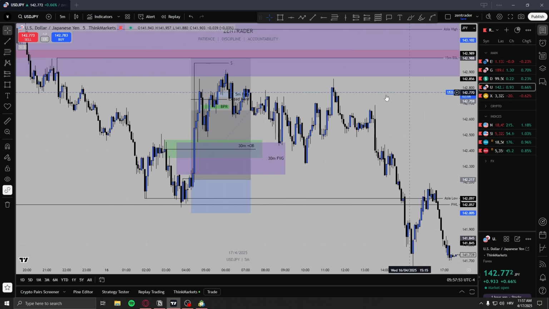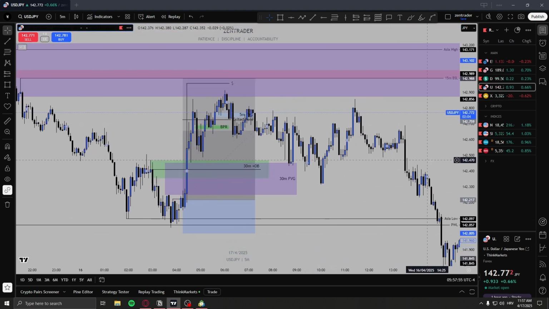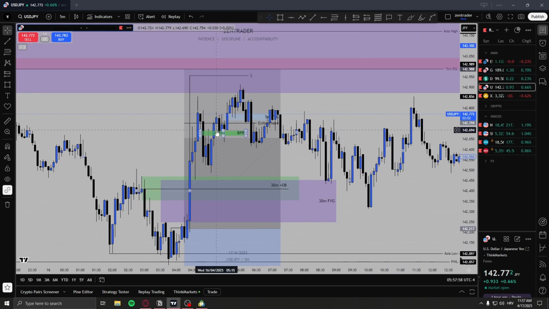We didn't do that. We inversed the 5-minute fair value gap, which is very nice. So I liked that. And then we left a 5-minute fair value gap that's aligned with this 5-minute fair value gap. So this is a balanced price range. Then price retraced back into it and moved up.